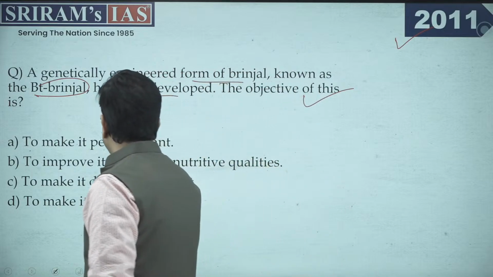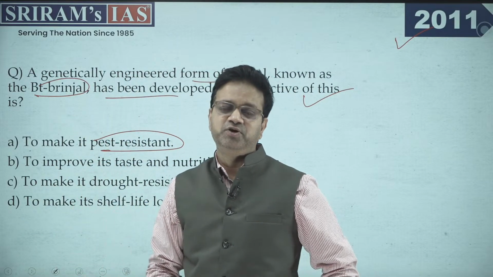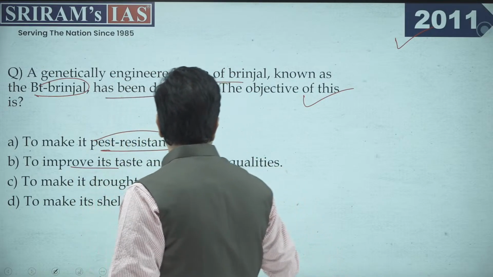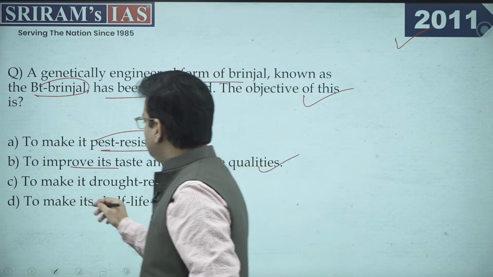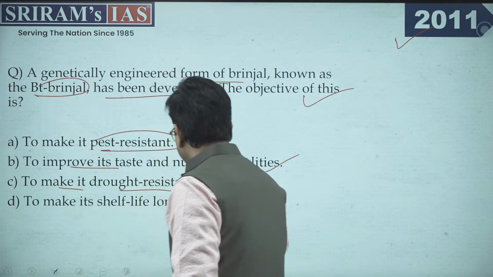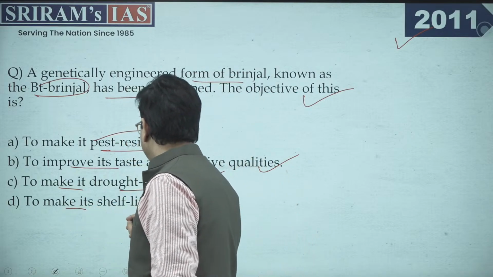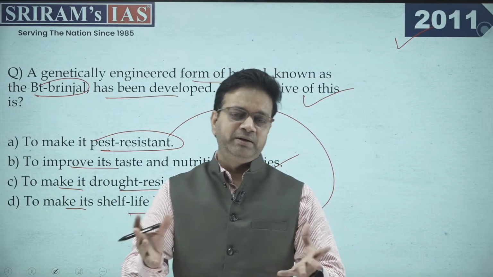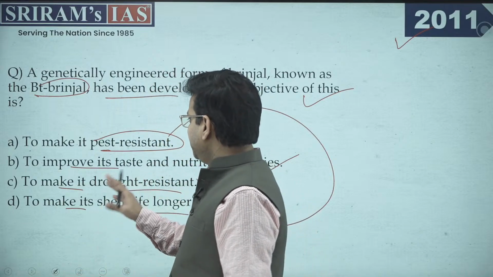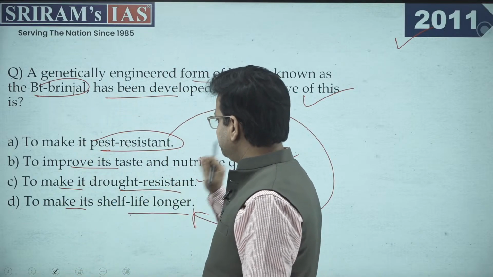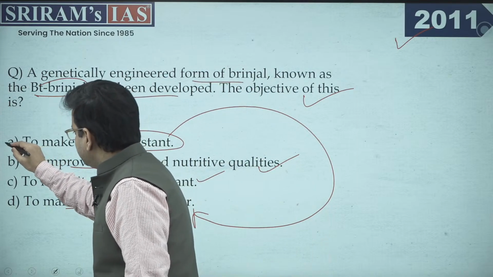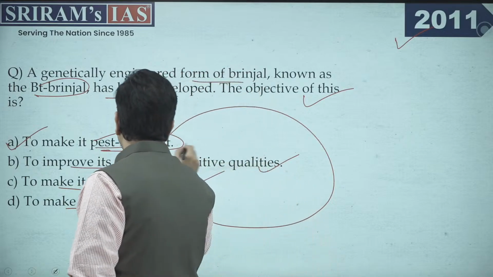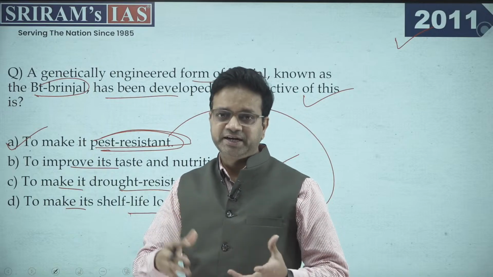To make it pest resistant. Yes, to make it pest resistant is one of the reasons and the rationale behind it. Second, to improve its taste and nutritive quality. Yes. Third, to make it drought resistant. Absolutely correct. And the fourth is to make its shelf life longer. See, when it comes to pest resistance and linking it to shelf life, these two can be similar statements. So if you look at the precise answer, the correct answer is 1, to make it pest resistant, right? So this is the most appropriate answer for BT brinjal and why the technology has been developed.